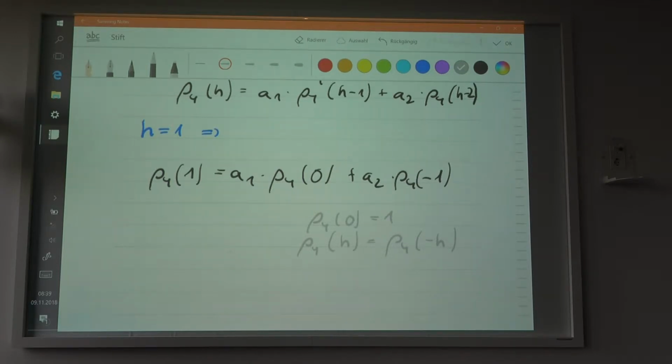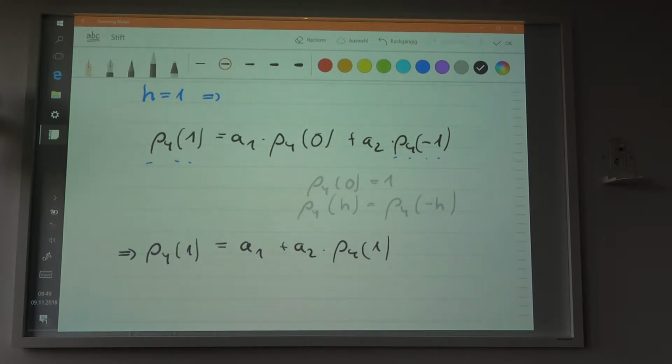So the correlation between time t and t plus h is going to be the same thing as between t and t minus h. This is what we have already shown. So these two are equal, that's obvious, and the autocorrelation at 0 is equal to 1. If you plug everything in, then the correlation at point 1 is equal to a1 plus a2 times the correlation at point 1, of course, because these two are equal.